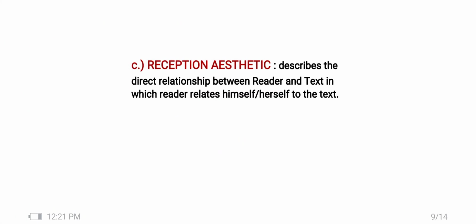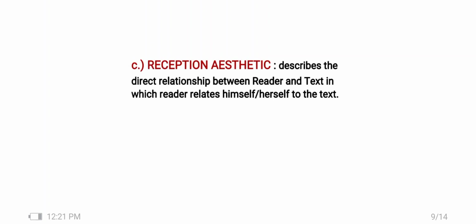Reception aesthetic. Reception aesthetic describes the direct relationship between reader and text, in which the reader relates himself or herself to the text. It's in so simple terms, there is no need to explain anything in this.